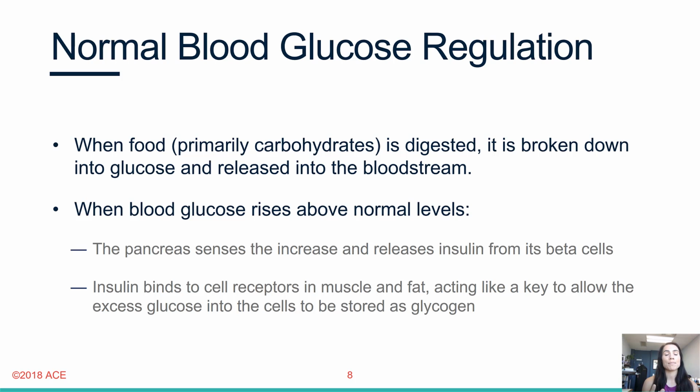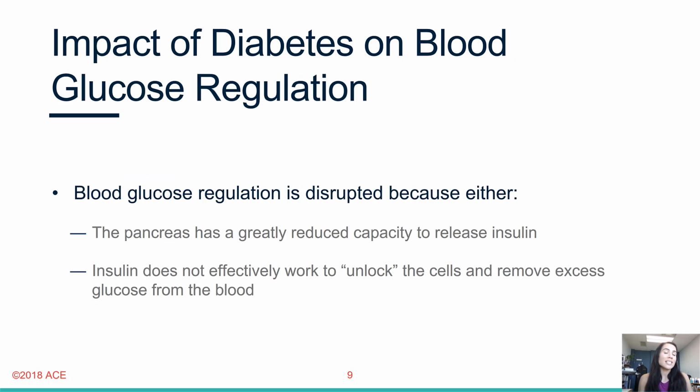And that's actually the second step. Insulin binds to the cell receptors in the muscle and the fat, and that acts like a key, and that allows excess glucose into the cells to be stored as glycogen. Again, we don't want high levels of glucose in our bloodstream, so our pancreas releases some insulin from the beta cells, and that unlocks the ability to store glucose in our muscle as glycogen or in our fat. And when that's not working properly, that is what causes an issue, right? And that's exactly what happens.